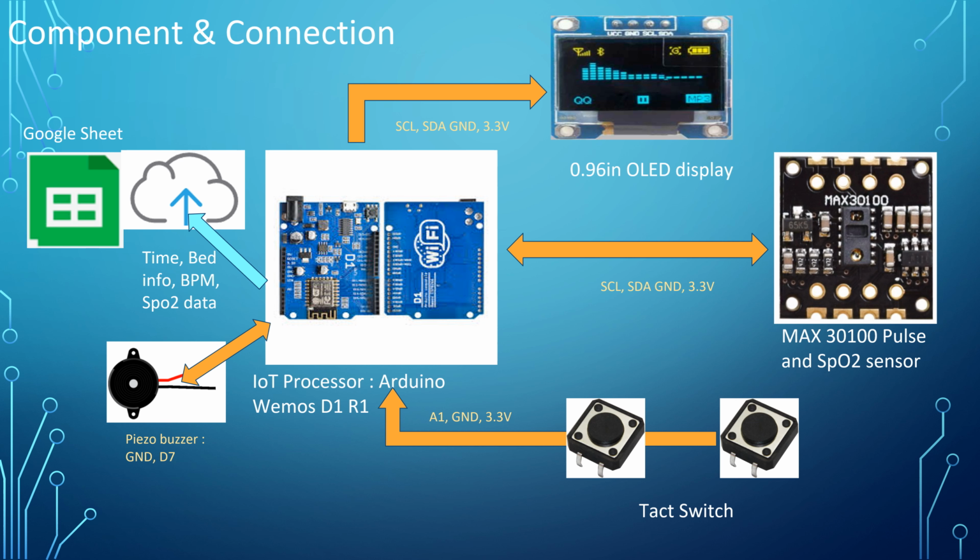We use the tact switch to operate our smart automatic oximeter, such as changing the mode from auto to manual and executing the reading, and so on. And lastly, our Wemos D1 R1 board, which has built-in Wi-Fi, enables it to send information such as bed number, time, beats per minute and SpO2 to Google Sheet via IoT cloud.